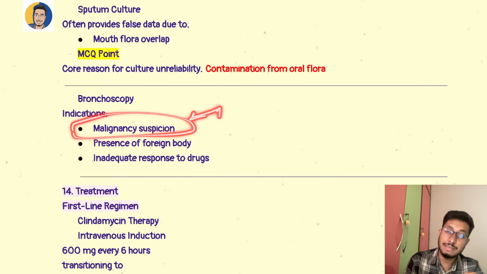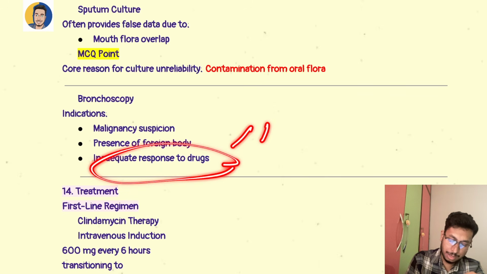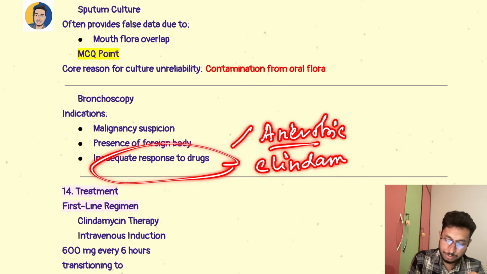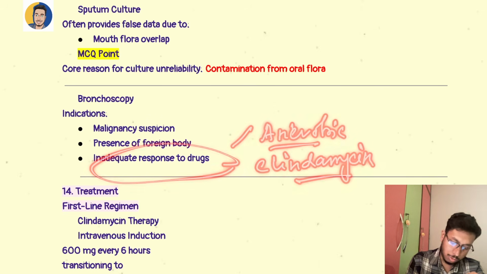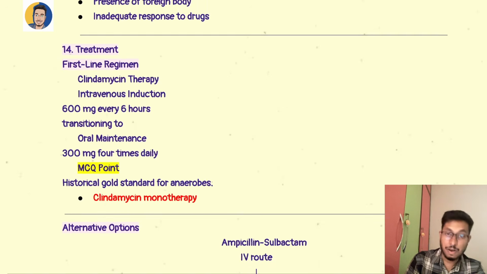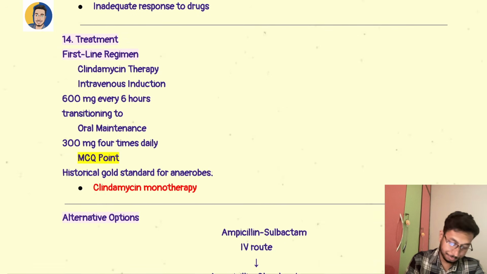Okay. Or if there is inadequate response to initial therapy, which should cover anaerobic infection, drugs with anaerobic coverage, it can be clindamycin. So if after initial therapy there is no response, we consider bronchoscopy. So first line therapy is clindamycin. Clindamycin therapy is the first line.